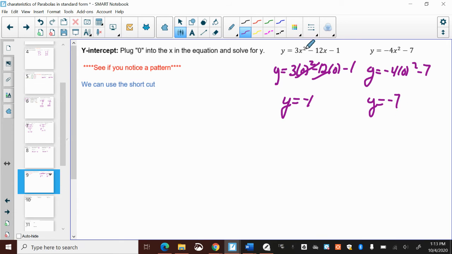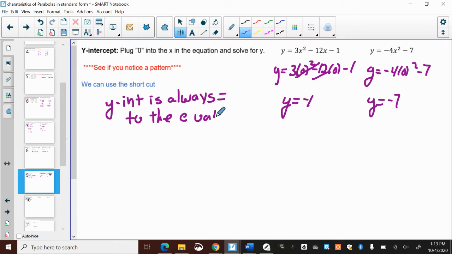If you're going to plug 0 into the standard form, these first two terms will drop each time. So the shortcut is that the y-intercept is always equal to the c value. So you don't even have to do this calculation. You can just look at these equations and go, yep, there's your y-intercept. There's your y-intercept.